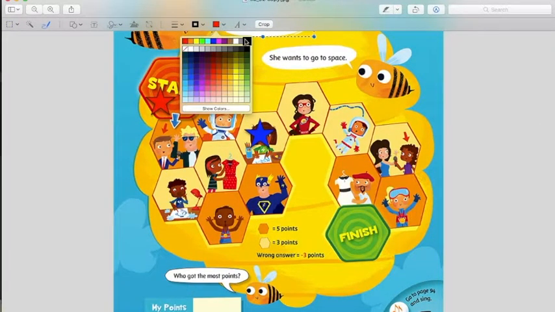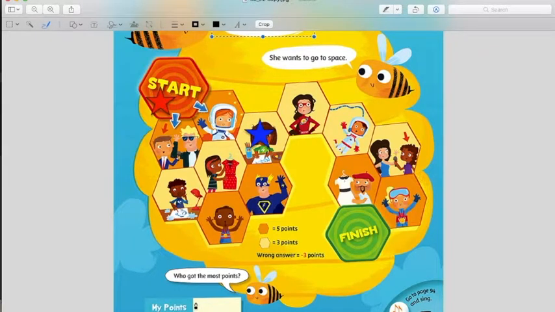I'm going to put this black. 2 points. 1 and 2. Oh, we don't have the marker here, do we? So 1 and 2. So 2 points.